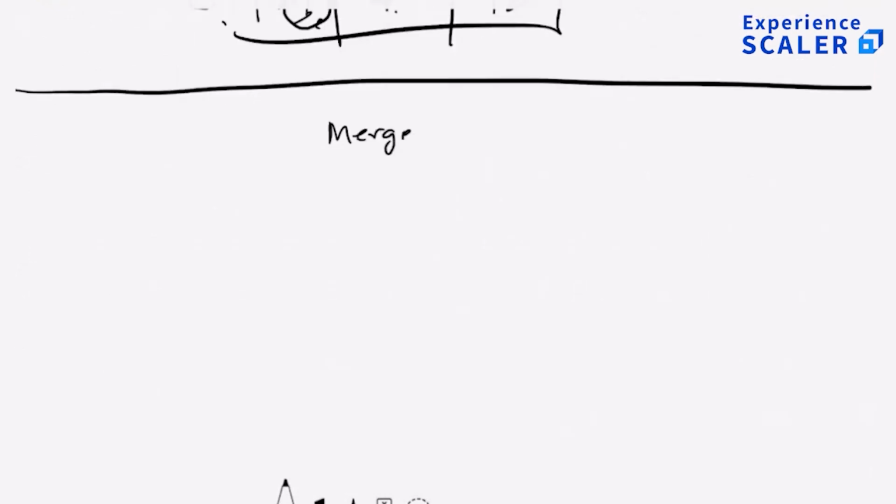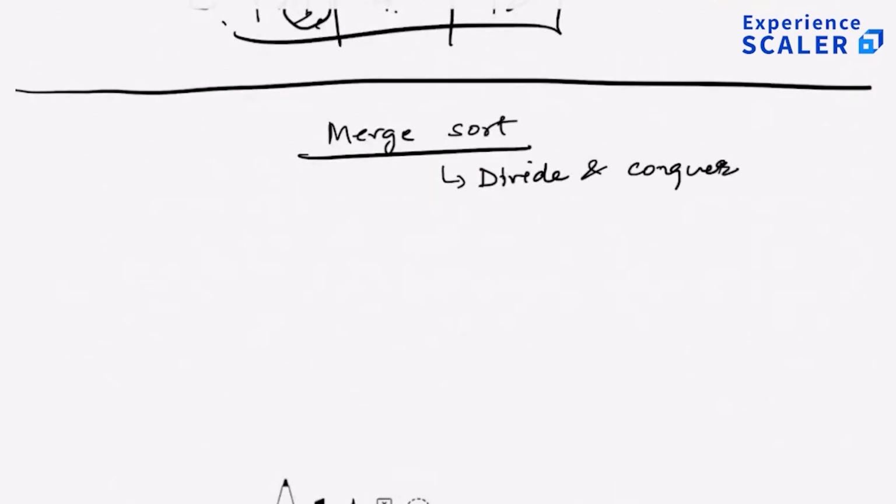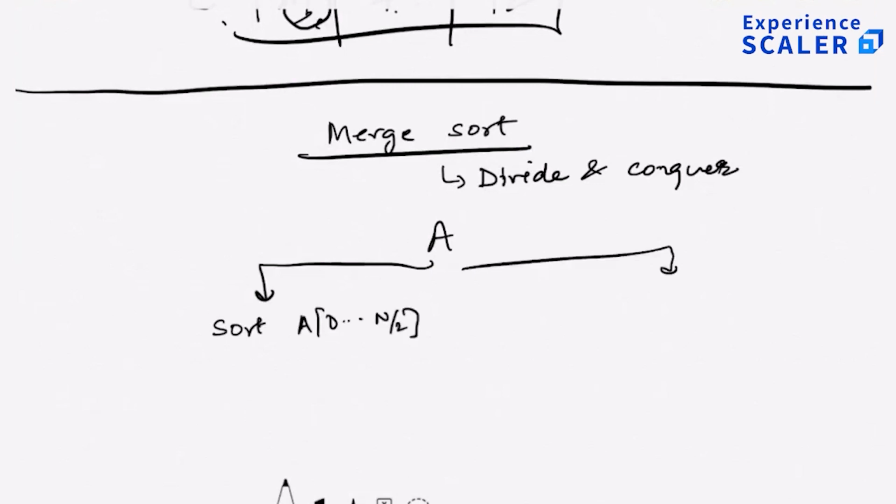How does merge sort work? As the name suggests, it's divide and conquer. Now that I have the superpower of taking two sorted arrays and merging them, given an array A, I sort the first half, so sort A from 0 to n/2, then sort A from n/2 plus 1 to n, and then merge these two.